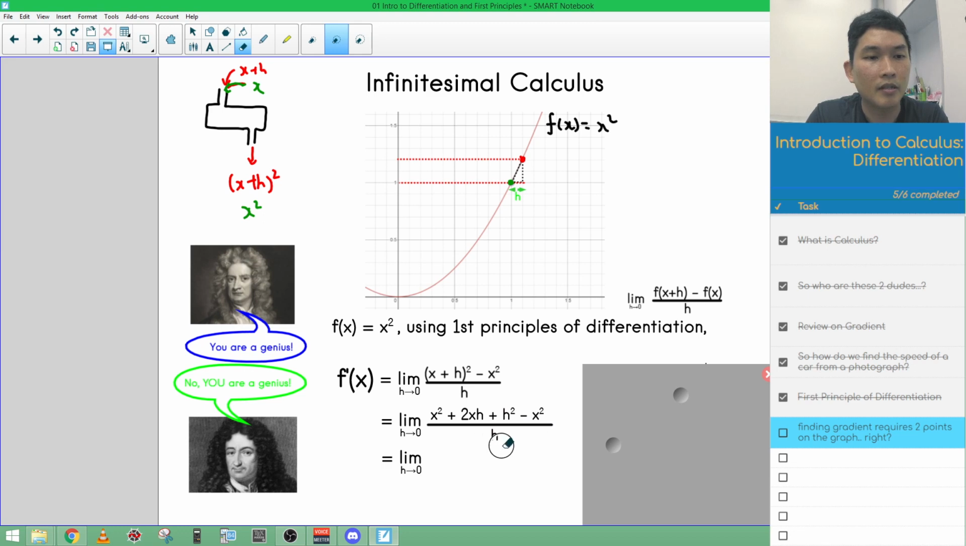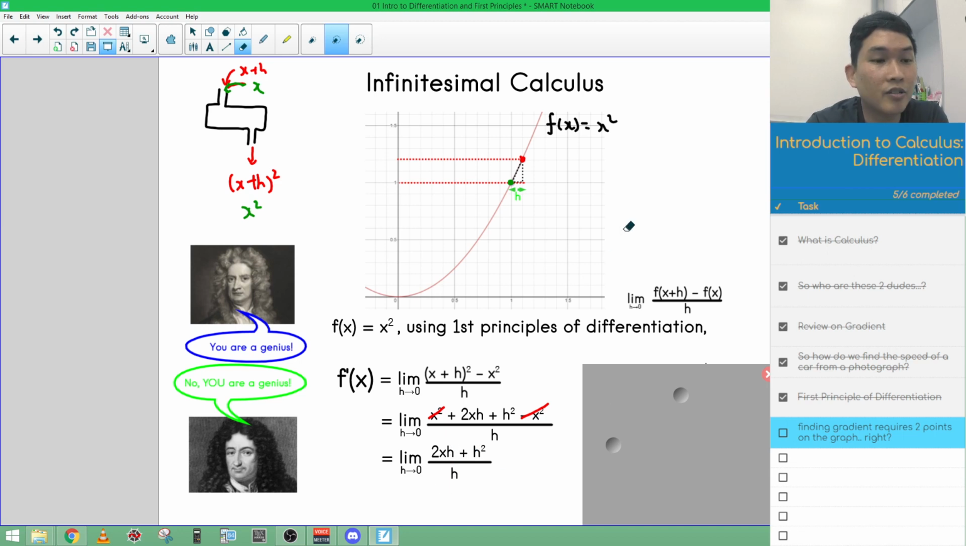Okay, and there you go. This is what we get in the numerator. Okay, and then next, if you notice in the numerator, we can simplify certain terms, and that is we can actually cancel this positive x squared with this negative x squared over here. And what I'm left with in the numerator now is just 2xh plus h squared all divided by h.